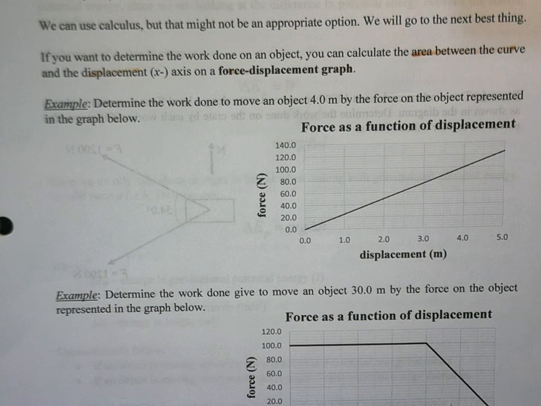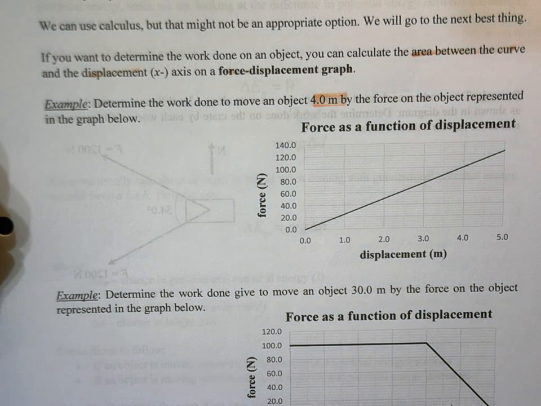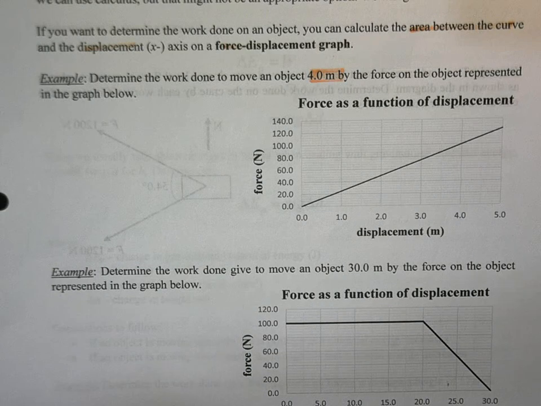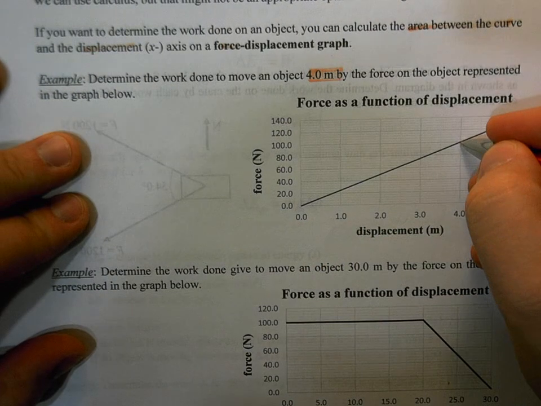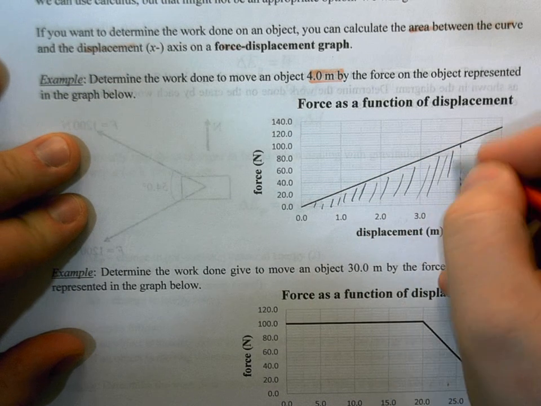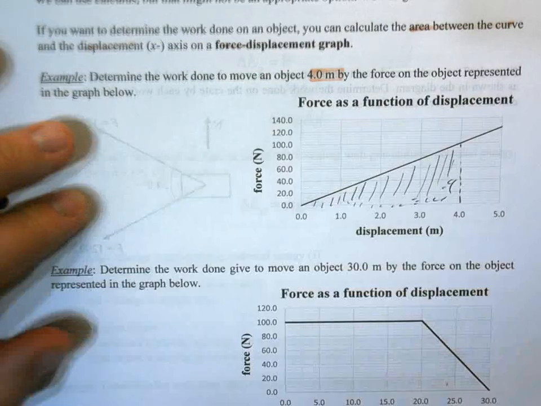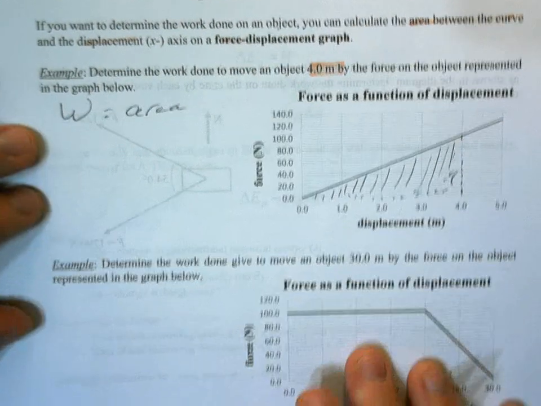We want to find the work done to move an object 4 meters by the force represented in the graph below. In this graph, we only want to find the work done up to 4 meters. So we're only looking for the area between this curve and our x-axis, our displacement. So the work is just going to be equal to the area.